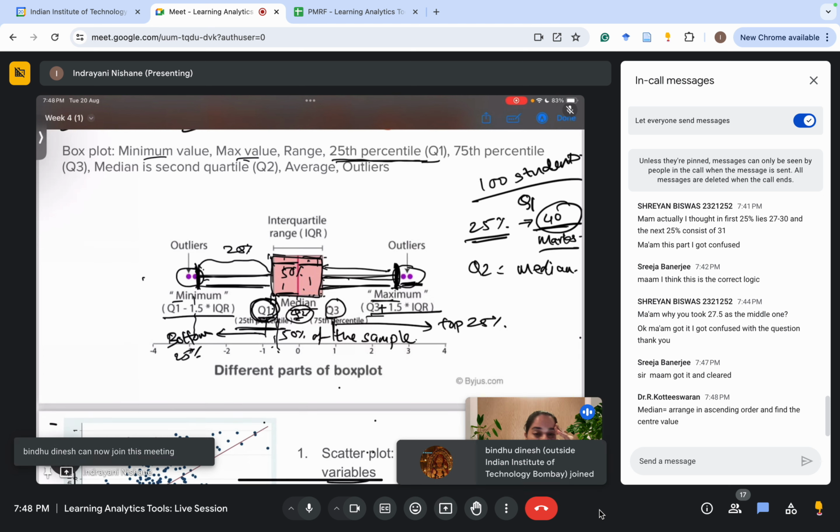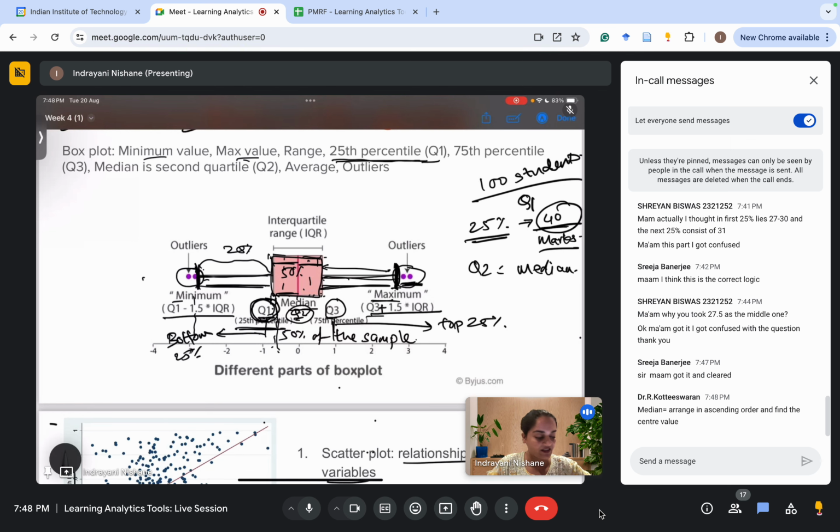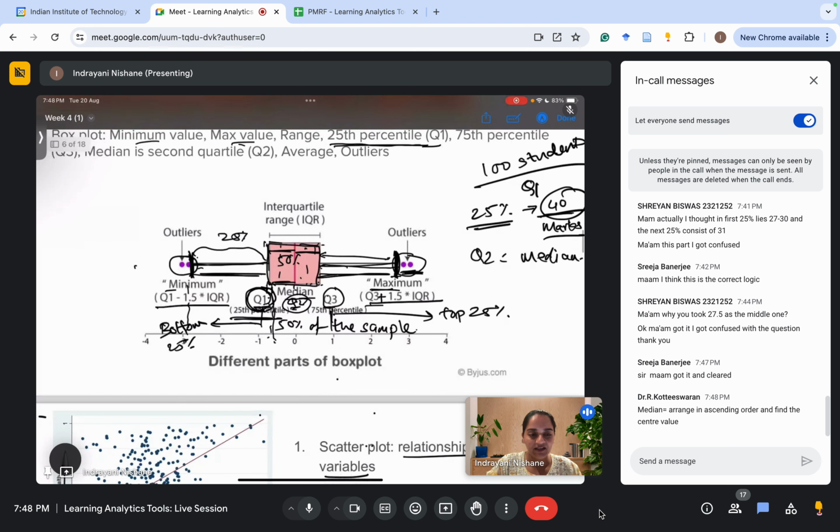Yeah, I'm sorry, I got confused between mode and median. Sorry if that has led to confusion, Ria. But I hope things are clear now how we are calculating median.